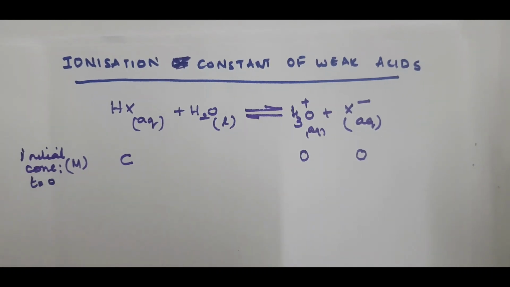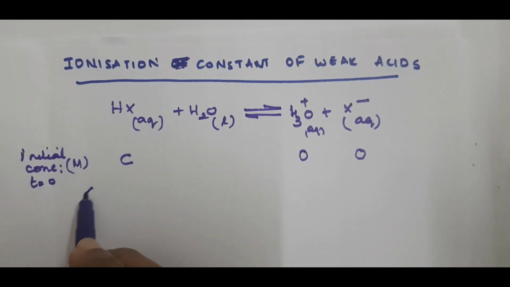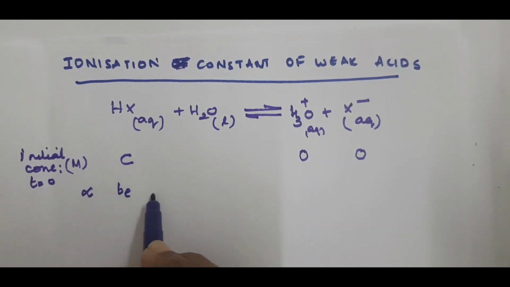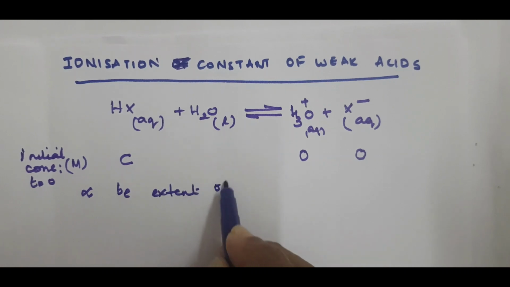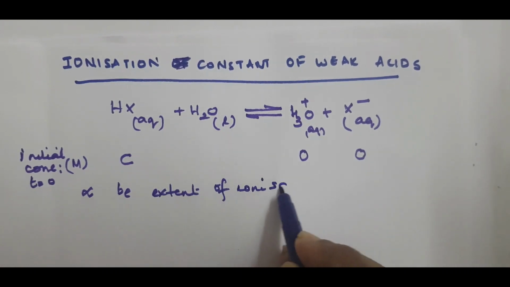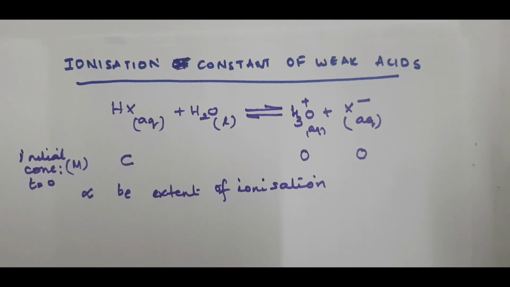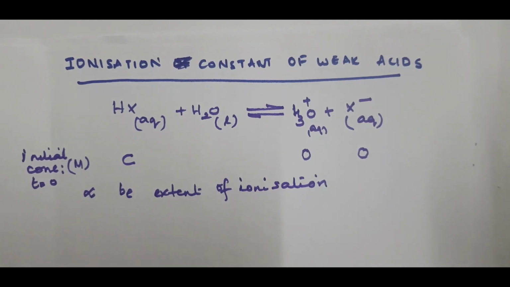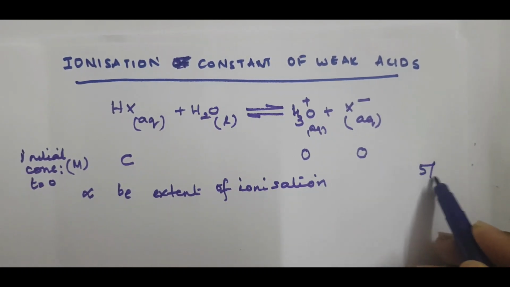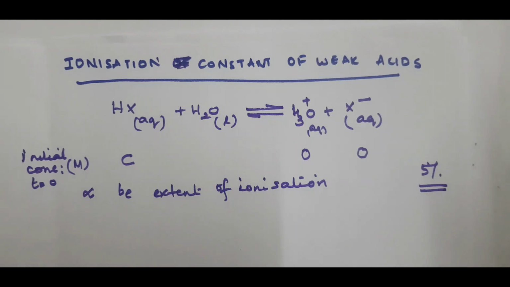You know this. Now, let alpha be the extent of ionization. What is extent of ionization? If you remember, we said that in a strong acid, for example HCl, there is 100% ionization. When we talk about acetic acid, we said that it is only about 5% ionization. So only 5% is the extent of ionization of acetic acid. That is what we represent as alpha.